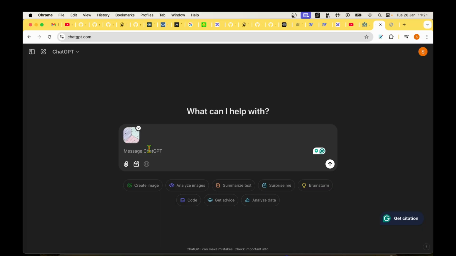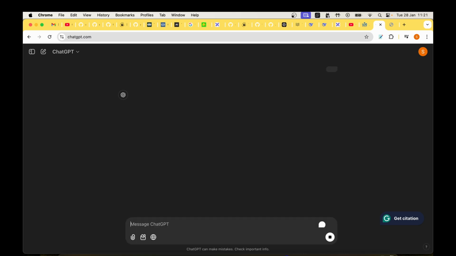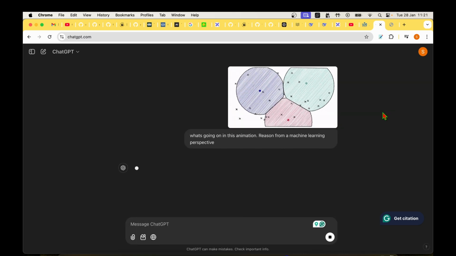I downloaded this animation from the internet. It's a quick animation about k-means. We've got 3 cluster centers here. We've got some data points and we are clustering them, and we can see that they're all grouped into 3 clusters. So let's see how the models reason about this. I've attached the same animation to OpenAI. I'm going to ask what's going on in this animation, reason from a machine learning perspective. Let's see the reason that it comes up with.